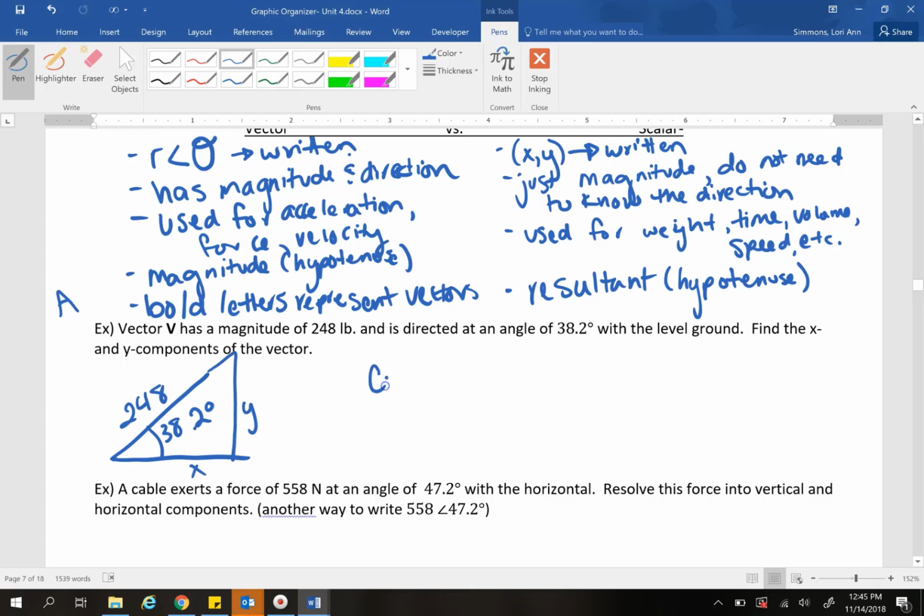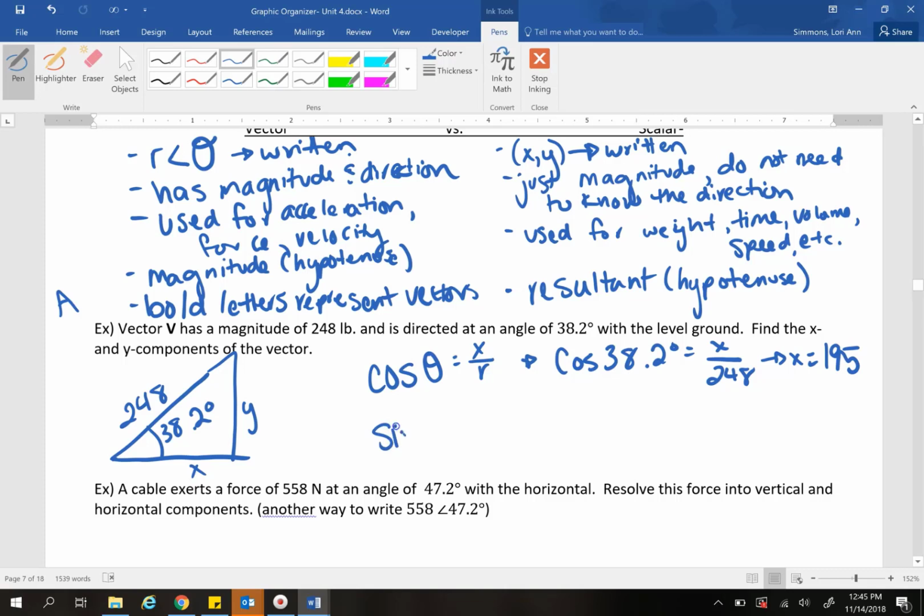If you recall, we have cosine of theta equaling x over r. We have theta and we have r. So we can do cosine of 38.2 degrees equals x over your r. When you take 248 times the cosine of 38.2 degrees, you're going to get what the value of x is. That is 195.